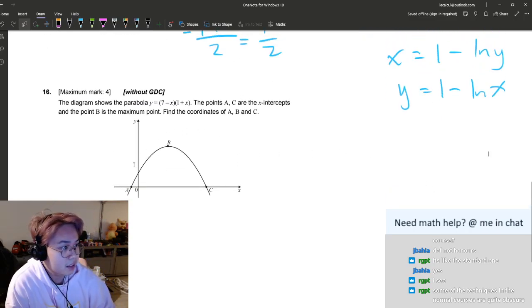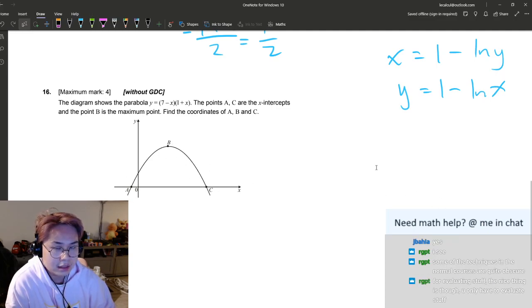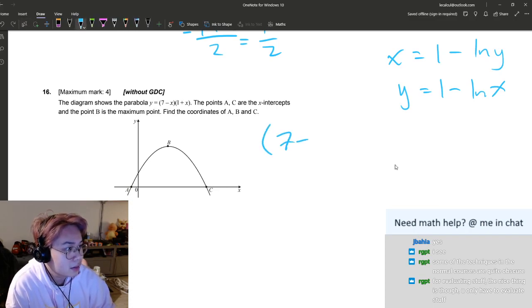Okay, here we have an upside down parabola. We have the points A, B, and C. They're the x-intercepts, and then B is the maximum point. Then we need to find all 3 coordinates. Okay, well, let me write this a little larger for y'all to see.